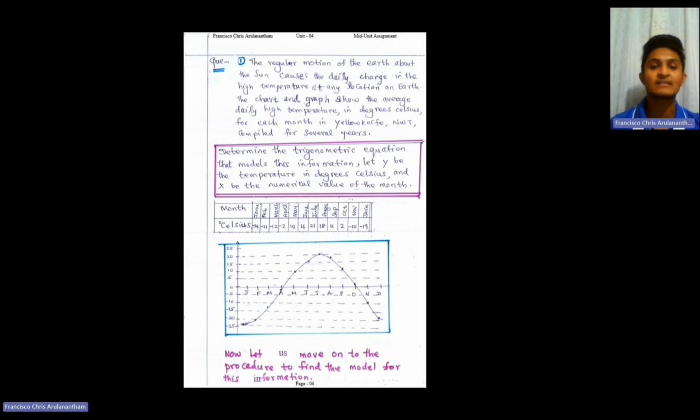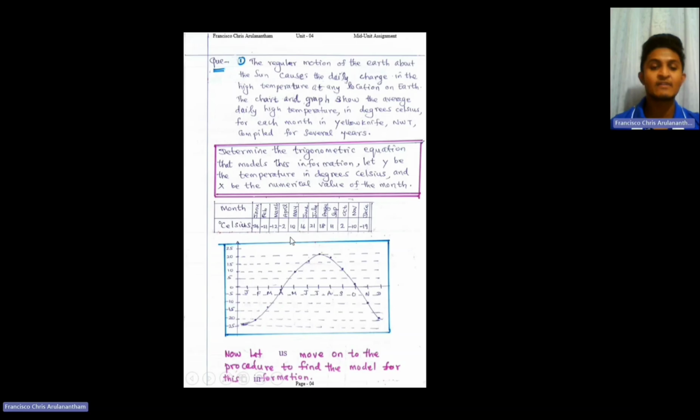The chart and graph show the average daily high temperature in degrees Celsius for each month in Yellowknife NWT, compiled for several years. Determine the trigonometric equation that models this information. Let y be the temperature in degrees Celsius and x be the numerical value of the month.